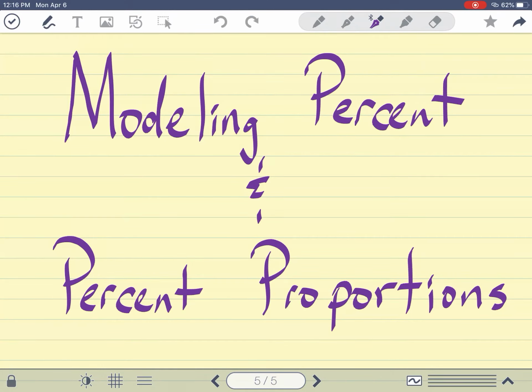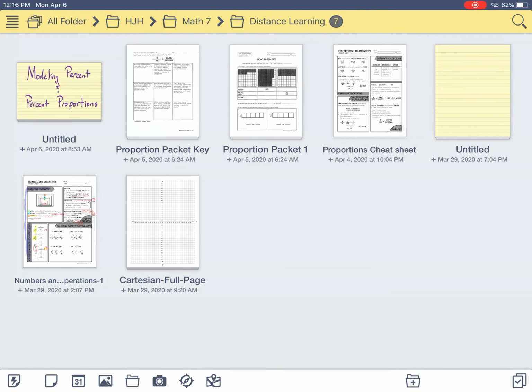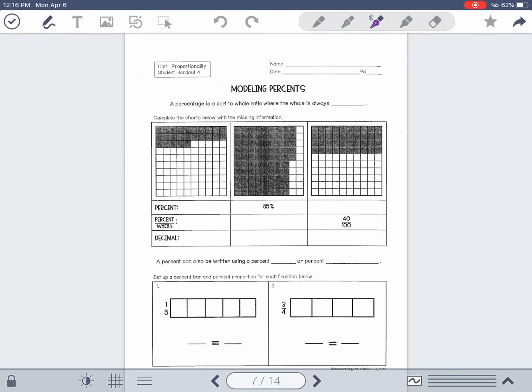Okay, now we're on video 4. We're going to be modeling percent, and then we're looking at percent proportions. This is going to be video 4. Now let's take a look at our packet. We're going to be modeling percents.